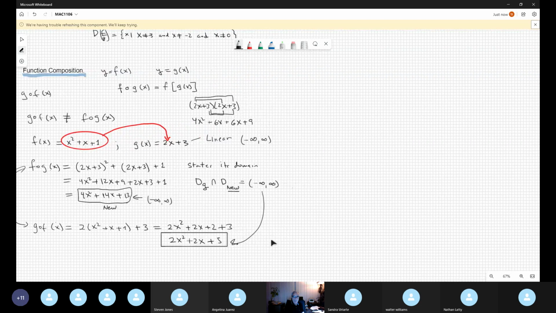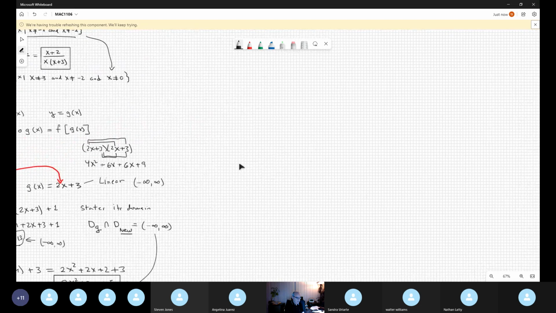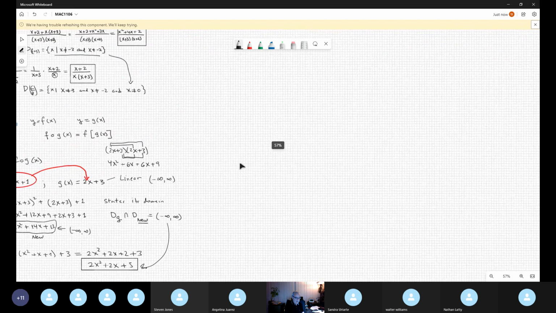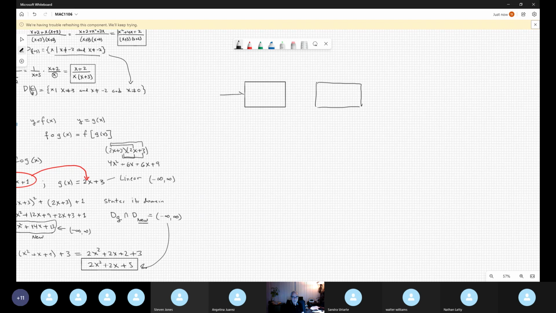One more of the composition. Okay, the interpretation of the composition is you have two functions. And the function you try to believe is a black box. In the black box, you have input, domain, and you get output, range.